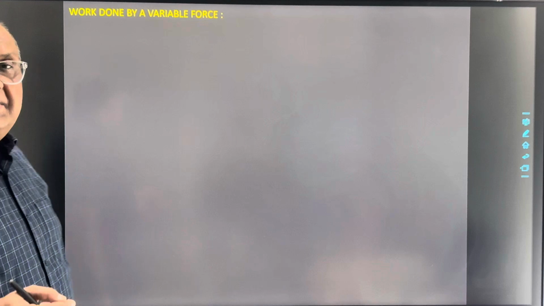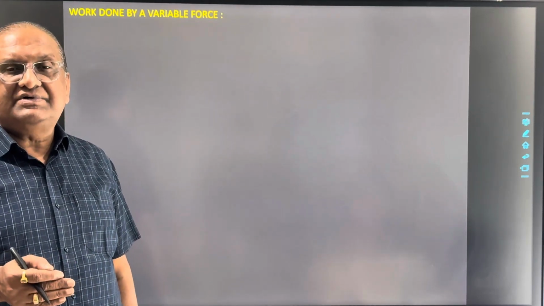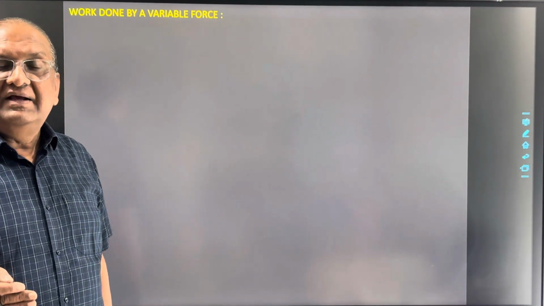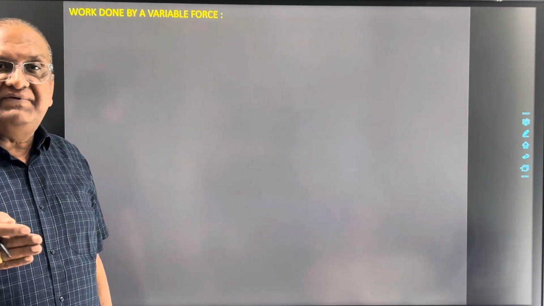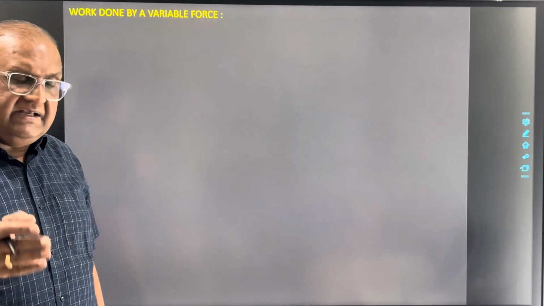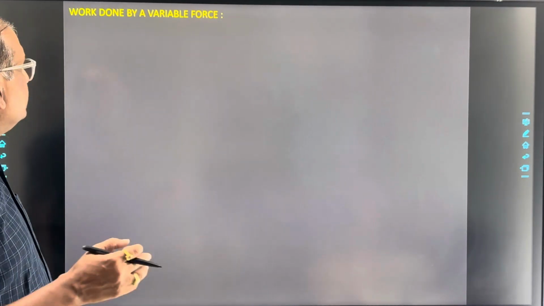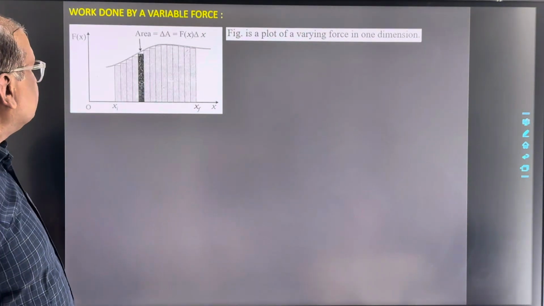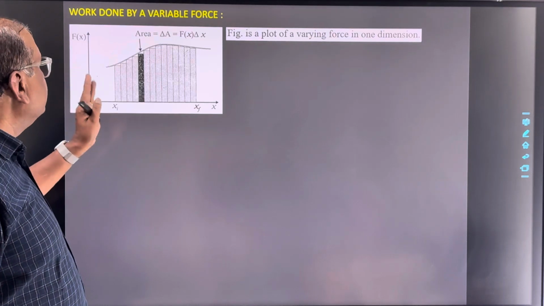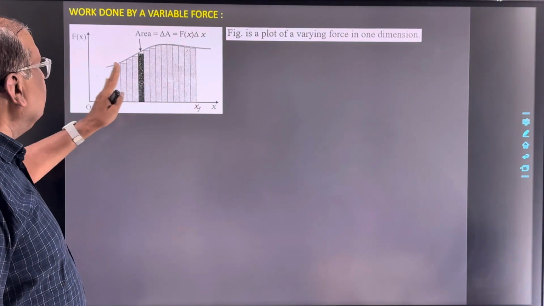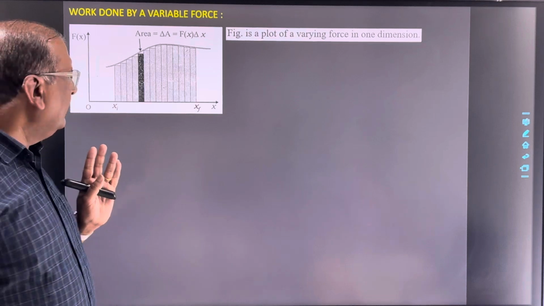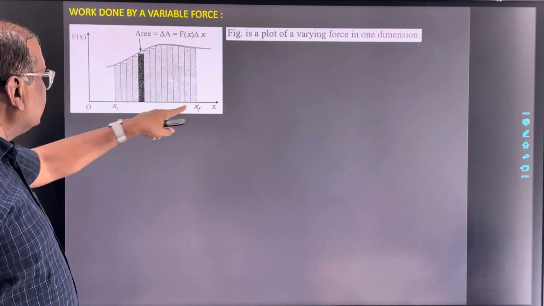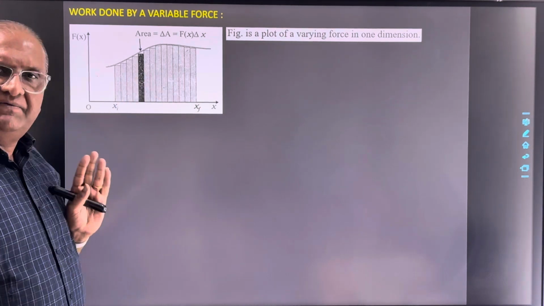So first here we will discuss the concept of work done by a variable force with the help of the graphical method, right? See how we carry out this thing. So first we have to draw a graph of force versus displacement. And suppose here force is in one dimension only, for simplicity we consider it. And the graph of force versus displacement is as shown in the figure.